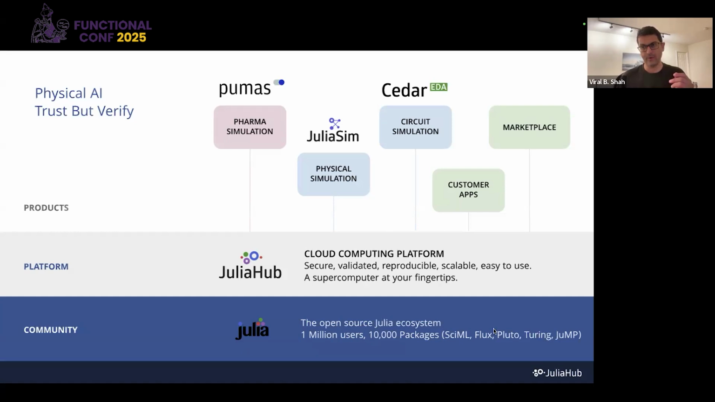Turing is for probabilistic programming. Pluto is a notebook environment. Flux is a deep learning system. JuMP is an optimization framework. And some of these packages are really, really very high quality and world class.